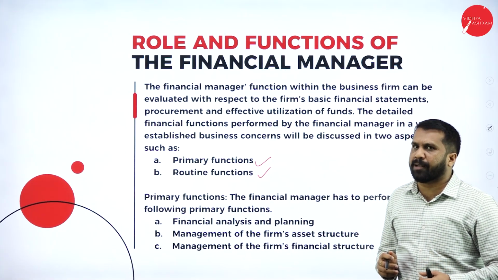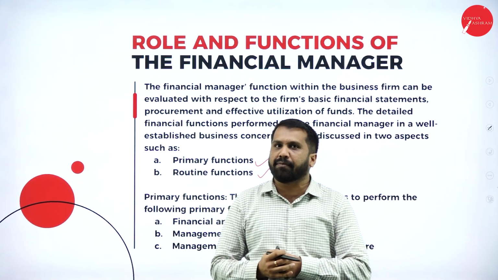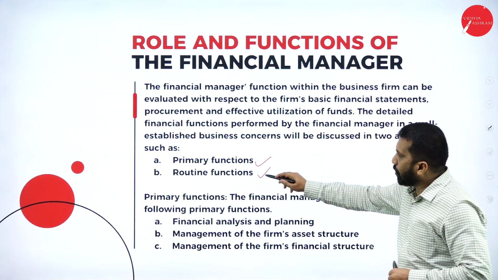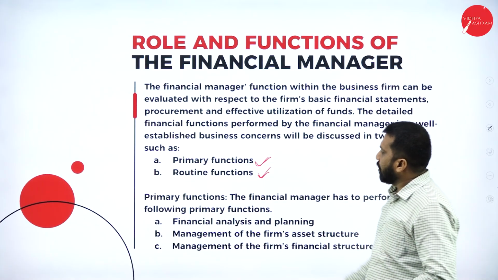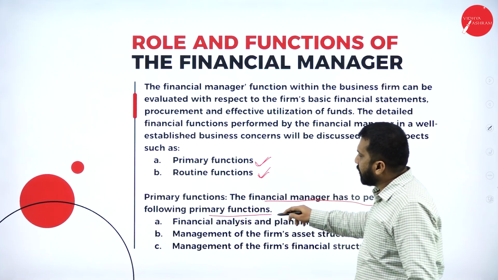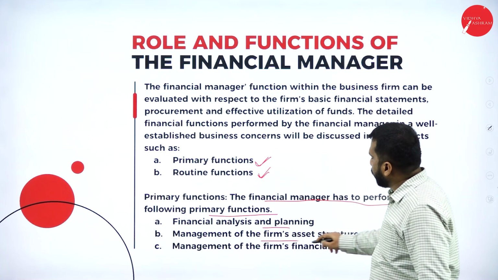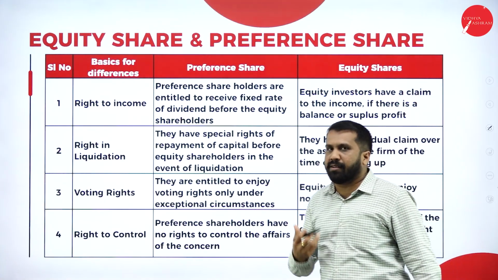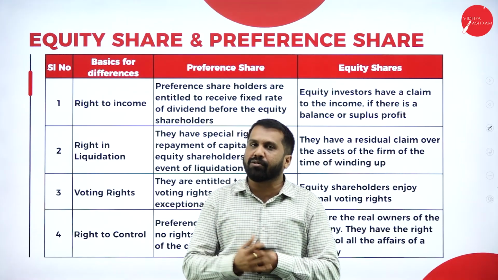What are the routine functions? Follow all the documentation part, making invoices, and the every day reconciliation part. These are the things you have for your routine function. Primary function as well as routine function. Now, the financial manager has to perform the following primary functions. Which are those? Financial analysis, management of the firm, management of the firm's financial structure. These are the primary. Secondary are routine. I told you, routine in the sense everyday transactions you have to update.